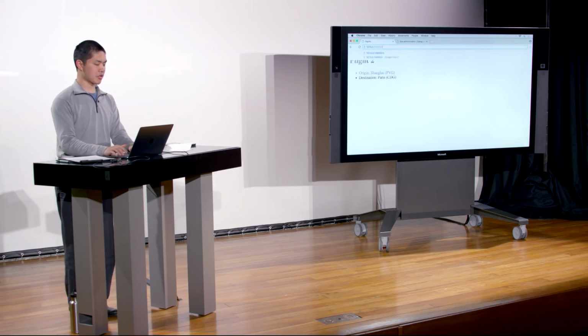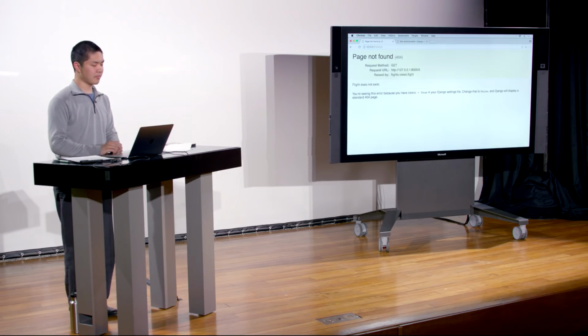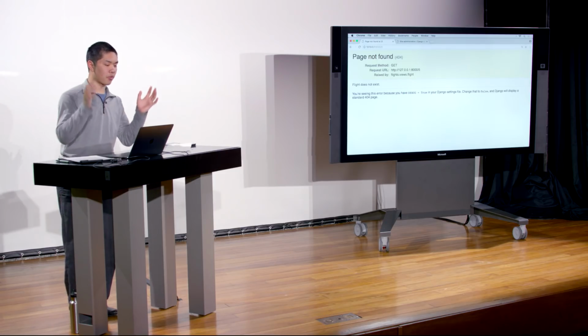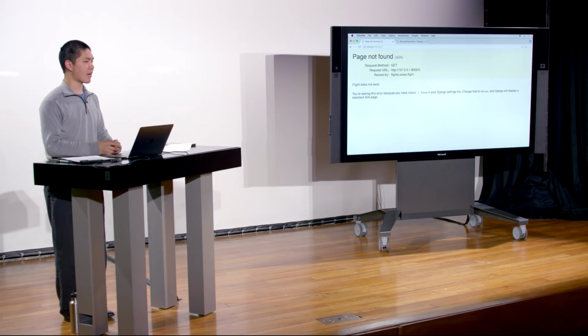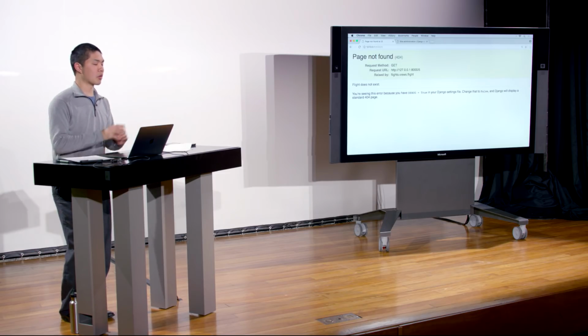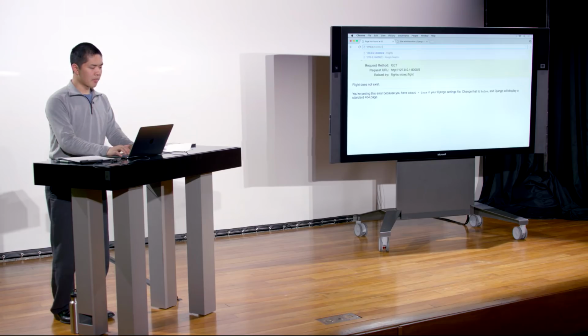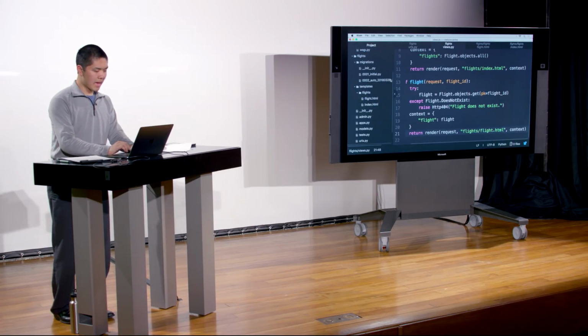If I go to /5, for instance, a flight that doesn't exist, then I get page not found, the flight doesn't exist. This is Django's default 404 error page when I have the debug settings set to true. You can customize the error pages, of course, if you'd like to as well. But questions about anything we did so far?